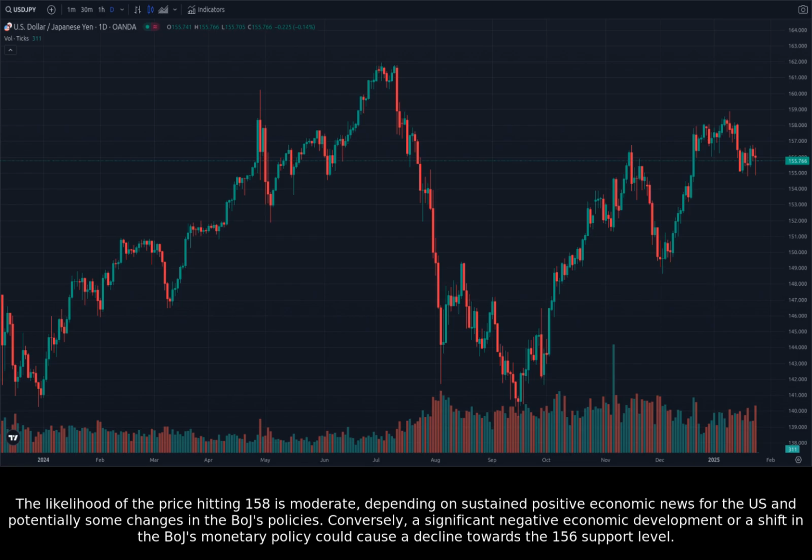The likelihood of the price hitting 158 is moderate, depending on sustained positive economic news for the U.S., and potentially some changes in the BOJ's policies.